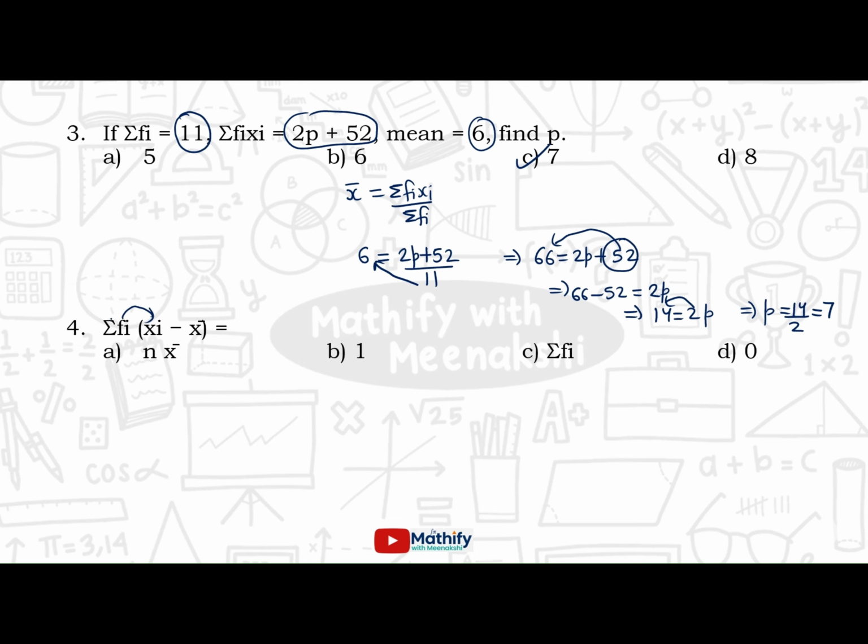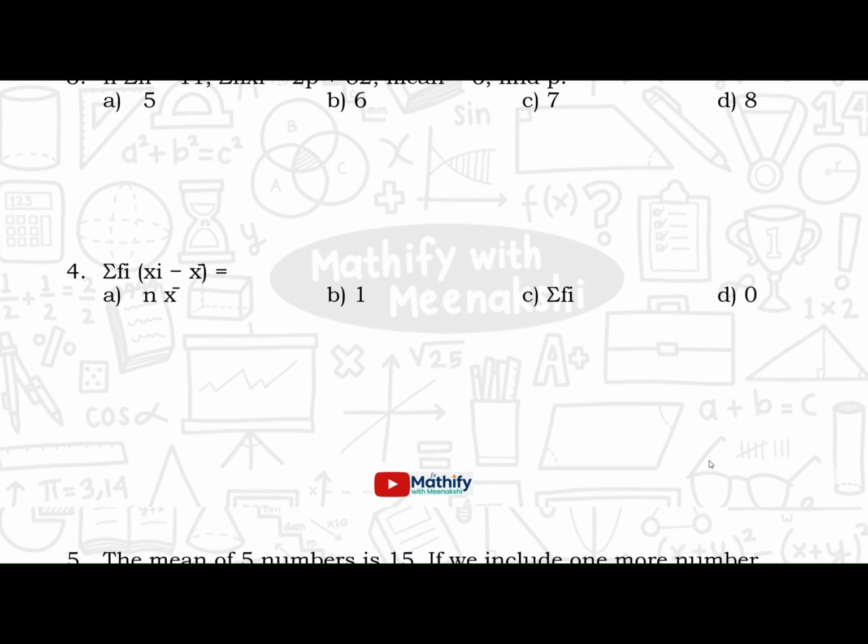We can use the distributive property here. So what we'll get? Summation of fi xi minus summation of fi x bar. This we have to find. If you look carefully at this formula, you know that x bar into summation of fi is summation of fi xi. So we can replace this by summation of fi xi. So what we'll get? We'll get 0 because both are same. That means D option.